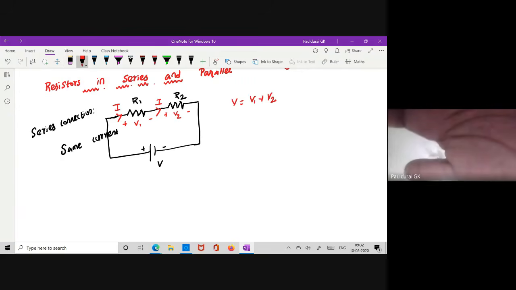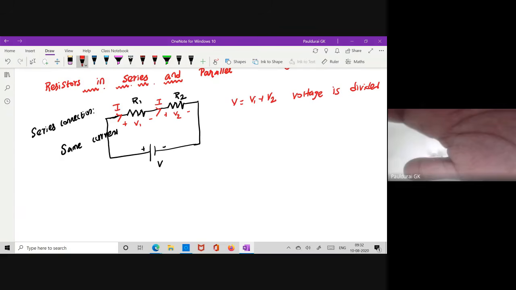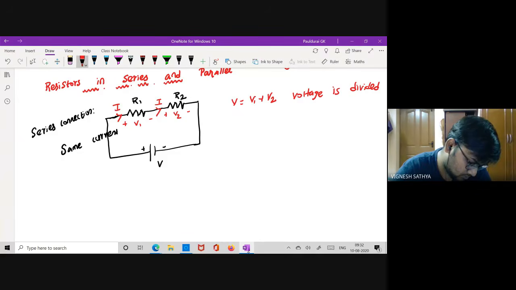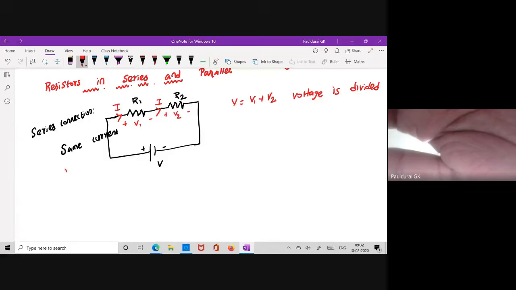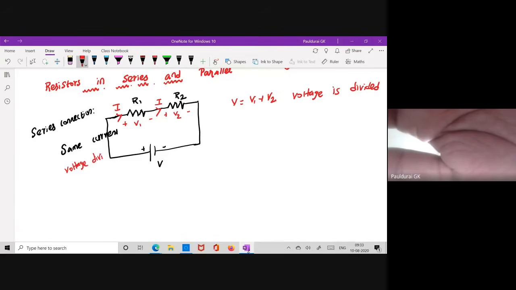Actually what is happening, voltage is divided. So what is series connection? From the voltage and current point of view, if the same current flows but voltage is divided, that type of connection is called series. Same current but voltage is divided. So this is called a series connection.